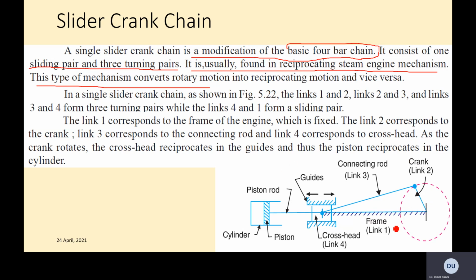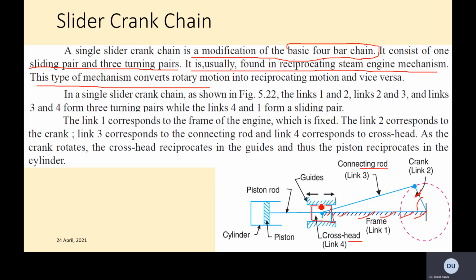Let me explain here again. We have link one, which is the frame, which is constant. Link two is a crank, which is moving in a complete revolution like that. This is connected with the connecting rod, which is link three, and link four is the crosshead. This part is called the crosshead, which is basically just reciprocating to and fro movement. And these are the guides.